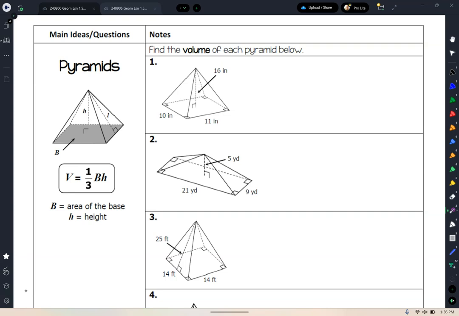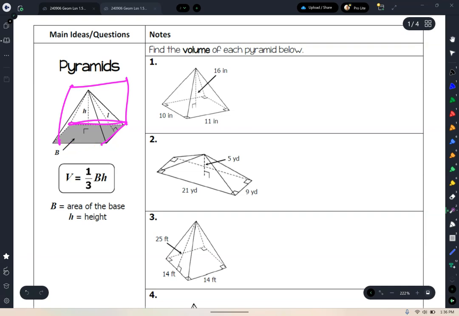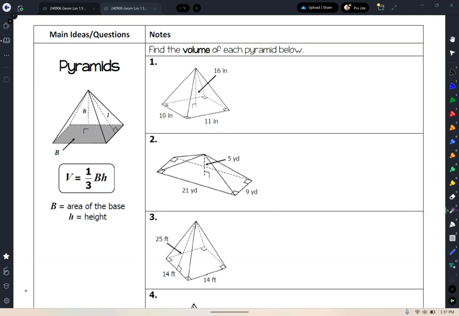So if you want the volume of a pyramid, all you have to do is find the base. And instead of going all the way up like a prism, we're just going to take a third of the volume of the prism. With that being said, it makes these questions fairly easy. We start with the capital B, the area of our base. This is rectangular, so it's just 10 times 11, which is 110. Then we can start our volume.